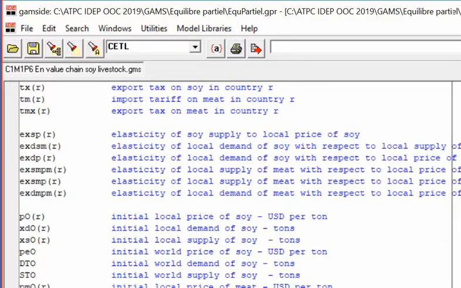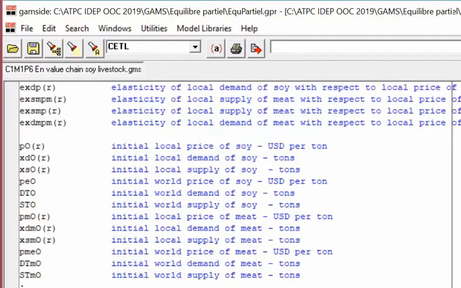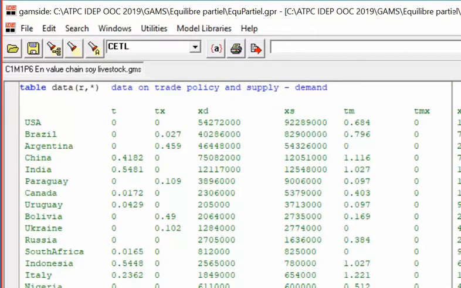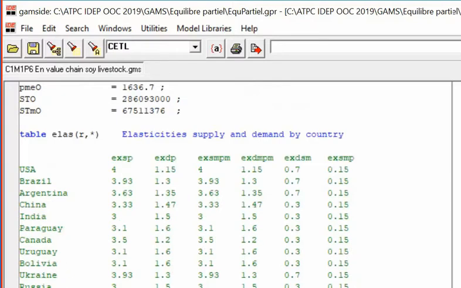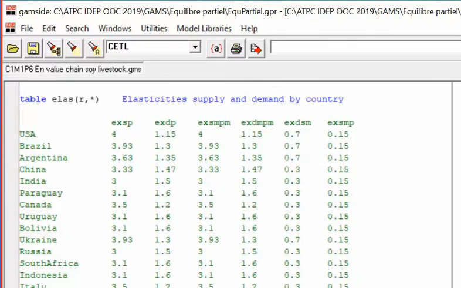Elasticity, there are more elasticities because you have not only elasticities for supply and demand in soy and in meat sectors, but also you have cross elasticities. For example, elasticity of local demand of soy with respect to supply of meat, and elasticity of local supply of meat with respect to local price of soy, which is not usual elasticities. So the entry of data is as usual. The entry of elasticities is as usual.